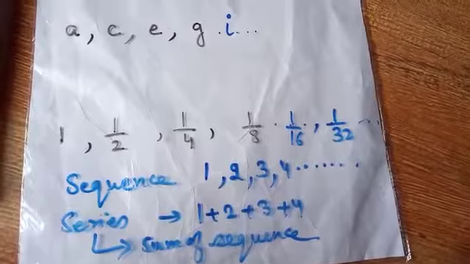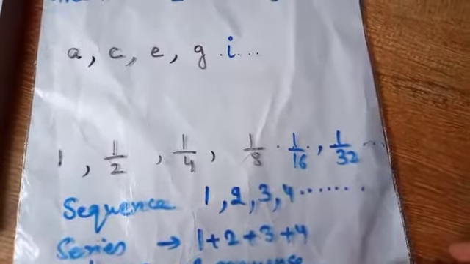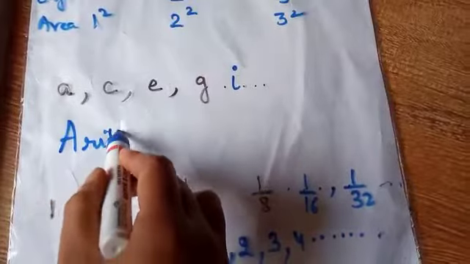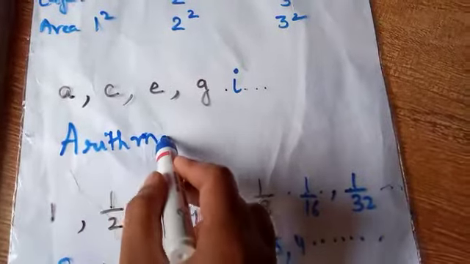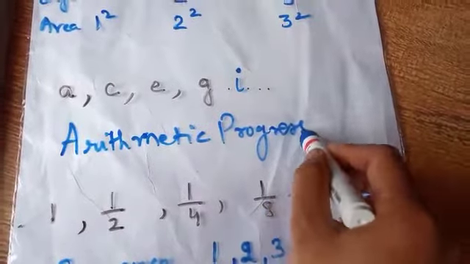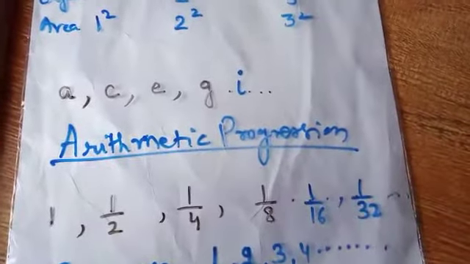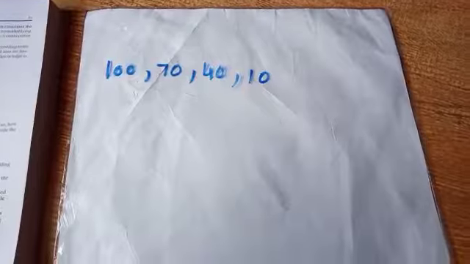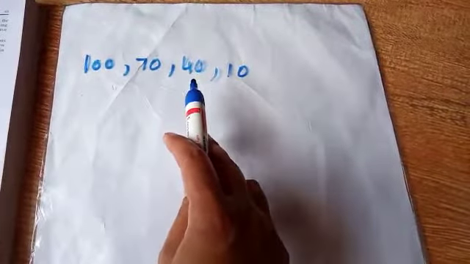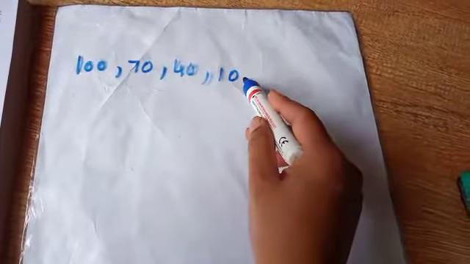Now here what we are going to study in this chapter. In this chapter I'll make you understand what is arithmetic progression. Let us have a look at this example. 100 followed by 70 followed by 40 followed by 10. What should be the next number?